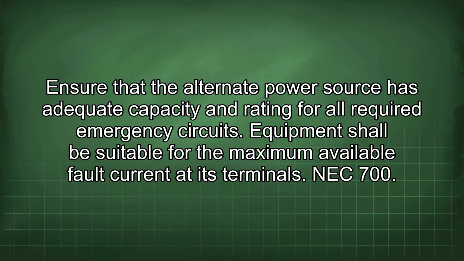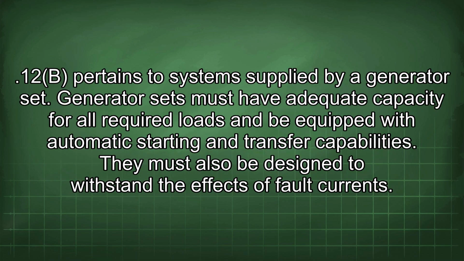Equipment shall be suitable for the maximum available fault current at its terminals. NEC 712B pertains to systems supplied by a generator set. Generator sets must have adequate capacity for all required loads and be equipped with automatic starting and transfer capabilities. They must also be designed to withstand the effects of fault currents.